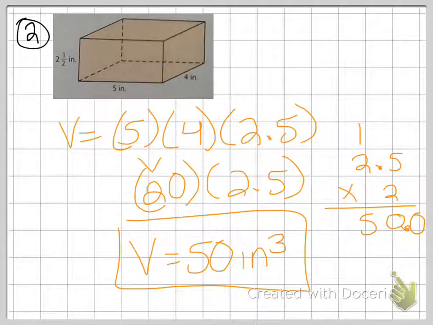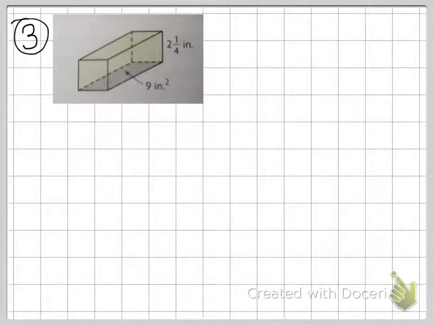Not so bad, little bit of a review. This next one is something new. So when we're finding volume of this rectangular prism, notice our dimensions. We have our height, which is 2 1/4 inches, and then on the bottom, we are given the area of our base. So because the 9 square inches, you know it's area because of the square units, but also you can tell because in our math books it has a nicely shaded gray.